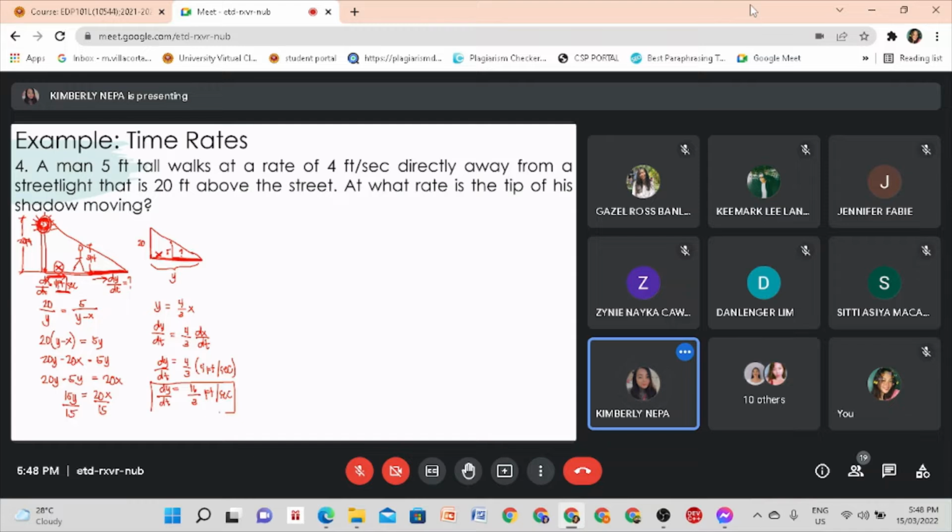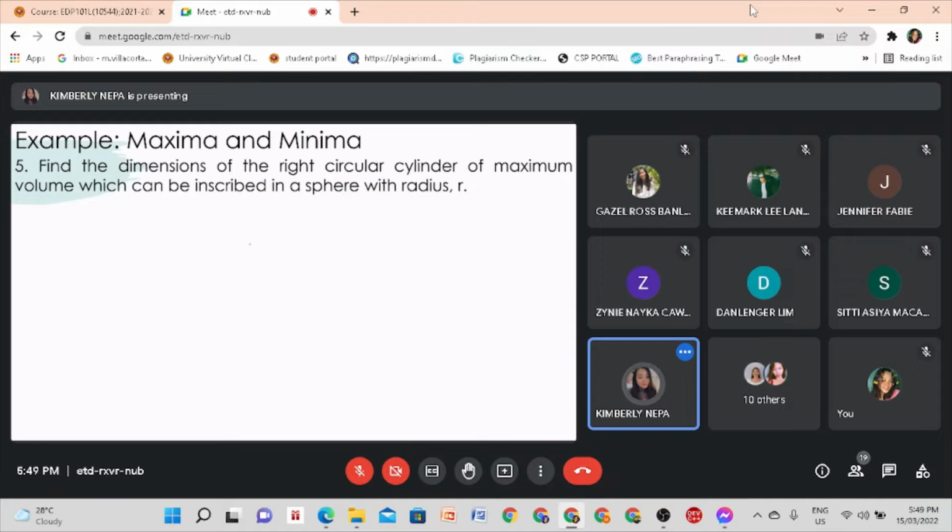Any questions? Okay, hearing none. Next, this one is going back to Maxima and Minima. I think I wasn't able to give an example that has this one, inscribe. Right? So, kailangan apply yapon nato ang steps sa Maxima and Minima. And again, lahi iyahang steps with the time rates ha. So, let's try to solve this one first.